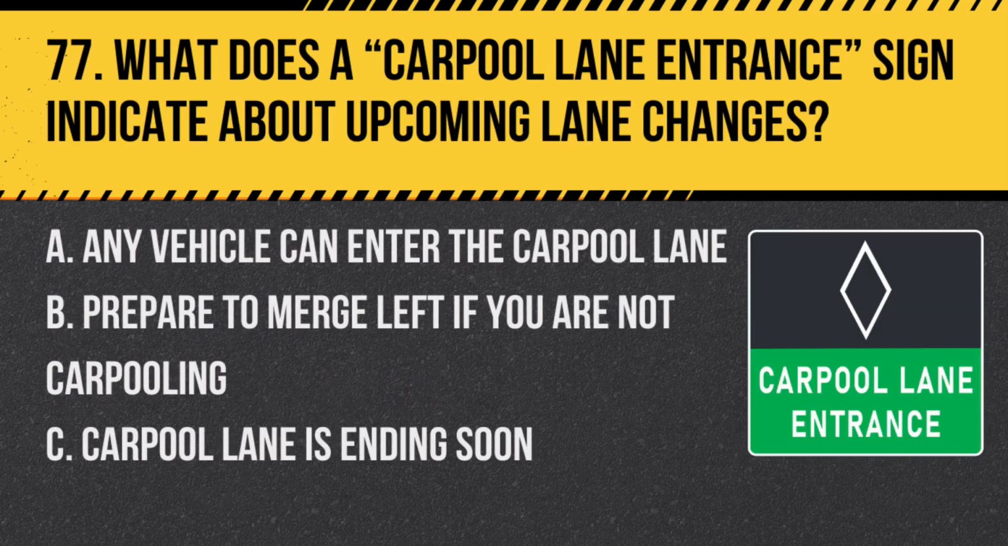Question 77. What does a carpool lane entrance sign indicate about upcoming lane changes? A. Any vehicle can enter the carpool lane. B. Prepare to merge left if you are not carpooling. C. Carpool lane is ending soon. Answer B. Prepare to merge left if you are not carpooling. A carpool lane entrance sign indicates that a carpool lane is beginning, and drivers not carpooling should prepare to merge out of that lane.